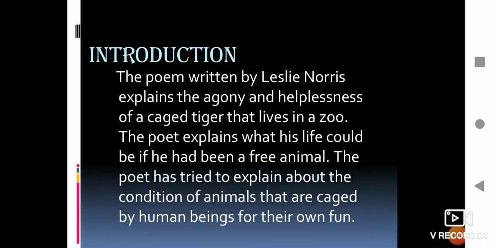Now let's talk about the poem. The poem A Tiger in the Zoo is written by Leslie Norris, and he explains the agony and the helplessness of a caged tiger that lives in a zoo. The poet explains what his life could be if he had been a free animal. The poet has tried to explain the condition of animals that are caged by human beings for their own fun.